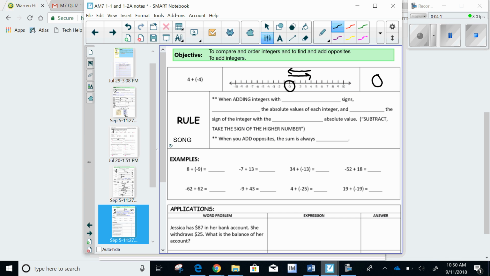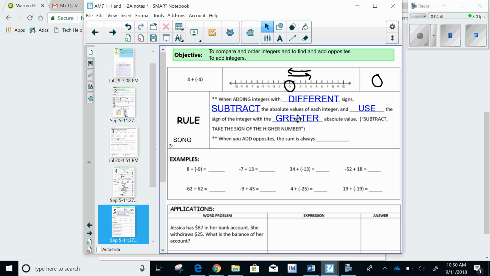So you should see, hopefully, that the rule, when you add integers with different signs in this case, is that you don't add the absolute values anymore. You're going to subtract them. So basically, that's because you're going in 2 different directions on your number line. You're kind of backtracking, so you're going to subtract. So subtract the absolute values of each integer, and this time you're going to use the sign of the integer with the higher or greater absolute value, because whatever you have more of, you're moving more in that direction.